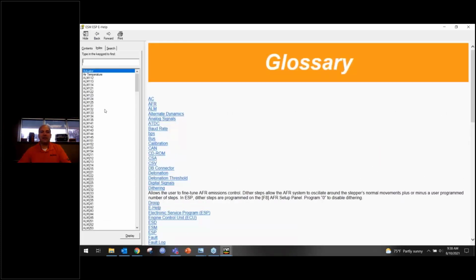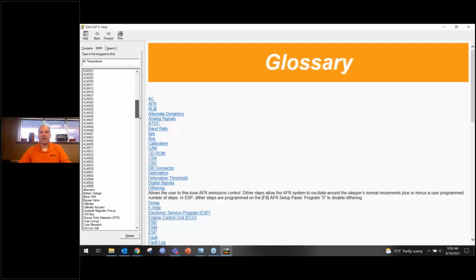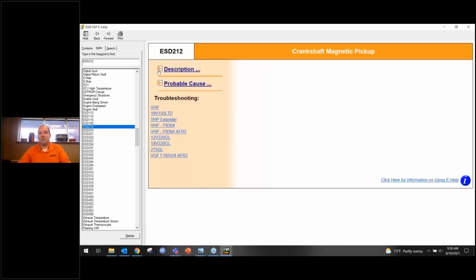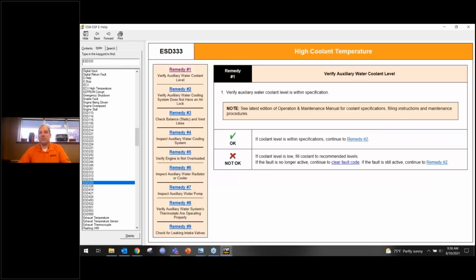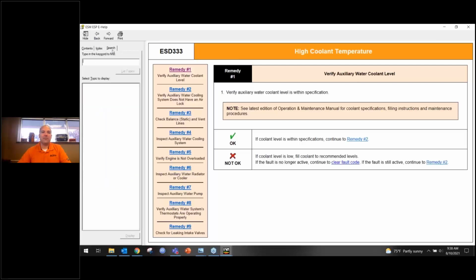If I move over to the index, that's going to be very similar, where it gives me things related to my air temperature or all of my alarm codes. And then as I scroll down, I'm going to move into my ESD codes. So if I click on one of these, it's the same idea. So what did we have? 333 before. As I open that, it says it's my high coolant temp and how to troubleshoot through that. So I can jump in if I just have a code and be able to go through there.